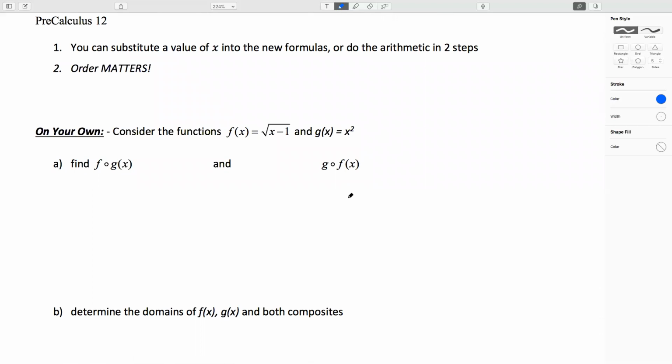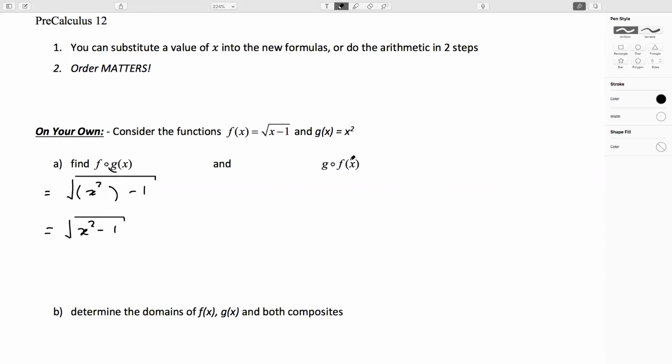On your own, consider f of x equals root x minus 1 and g of x equals x squared. Let's find f of g and g of f. Okay. So f of g, we're going to start by writing f of x, but we're going to leave brackets where x was. So this is going to equal the square root of bracket minus 1. In those brackets, we're going to put g of x, which is x squared. So this is going to equal the square root of x squared minus 1.